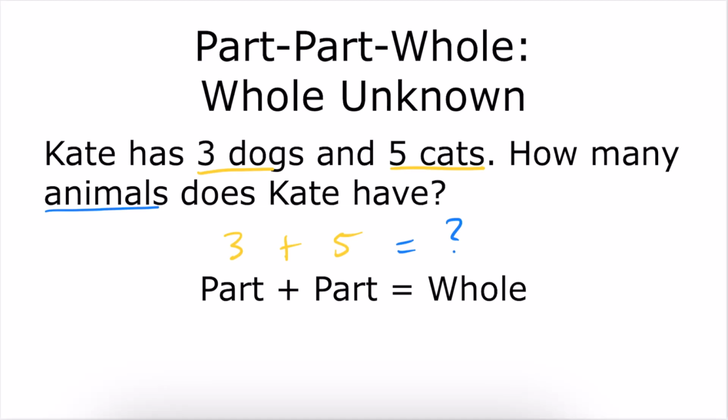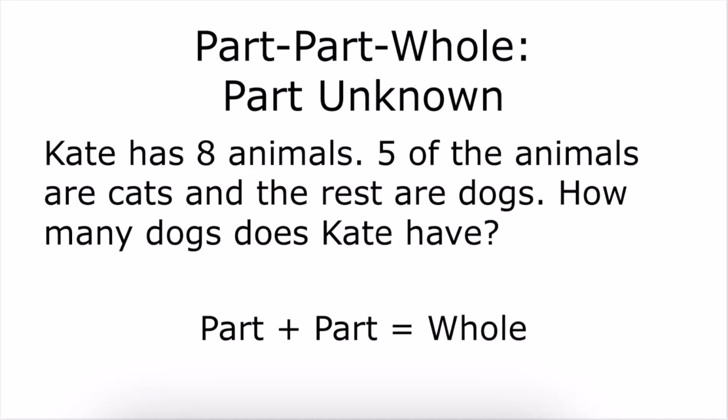So you can have the whole unknown, like in this case, or you can also have it where the part is unknown. So for example, it says Kate has 8 animals. 5 of the animals are cats and the rest are dogs. How many dogs does Kate have? Well, in this case, the 8 animals is the whole, so that would be where the 8 goes. And then we know that 5 of the animals are cats and the rest are dogs, and we're trying to figure out how many dogs there are.